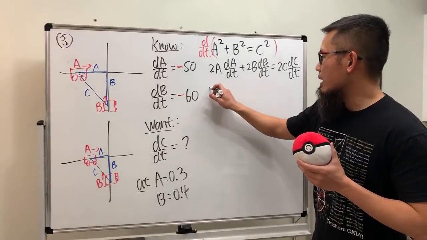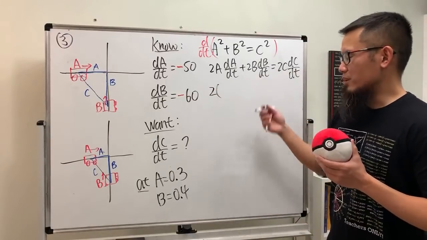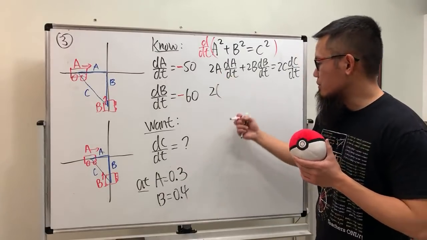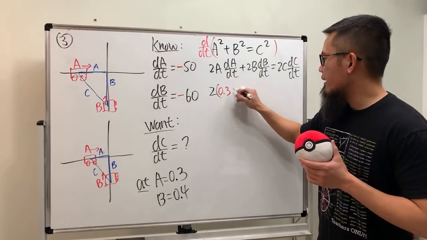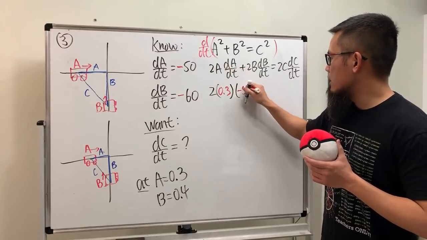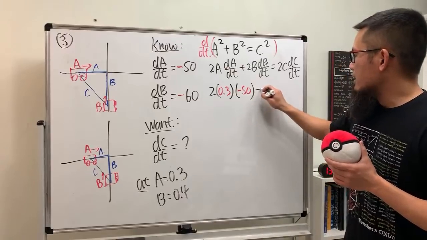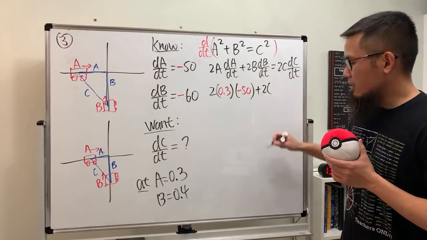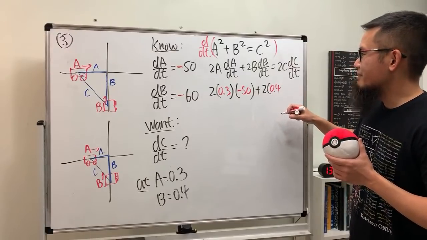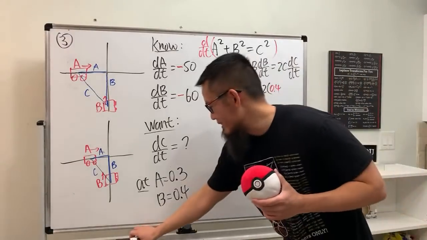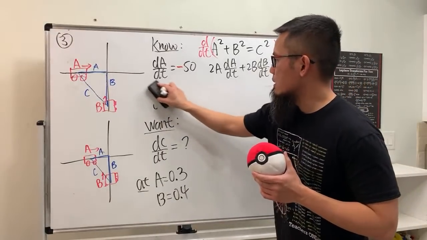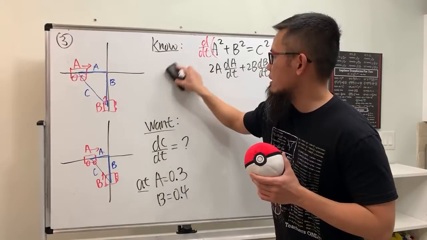2 is 2. I'm not going to cancel the 2. I think this way might be slightly easier. A is 0.3, so let's put down 0.3. dA dt is negative 50. Plus 2 is 2. And then B is 0.4. I really don't have enough space. Let me try this again.